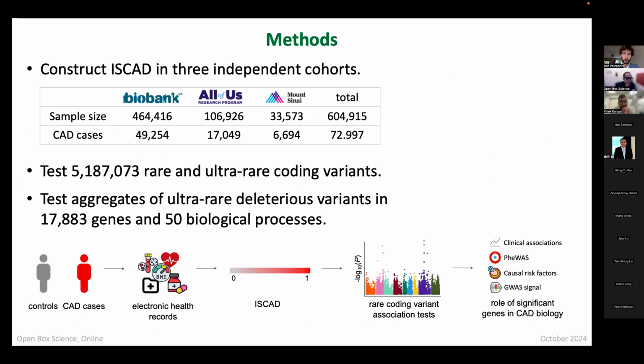So onto the methods of the paper, how we came to test this. We took EHR and genetic data, both non-imputed genotype data and whole exome data, from 3 independent cohorts. There is the UK Biobank, our largest cohort, but then also the All of Us research program in the US and Mount Sinai's Biobank. In total, we computed ISCAD and tested genetic associations in over 600,000 individuals.